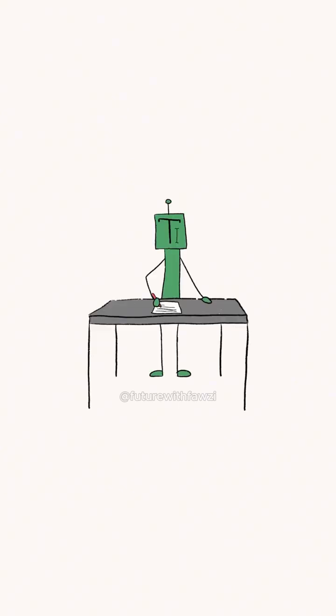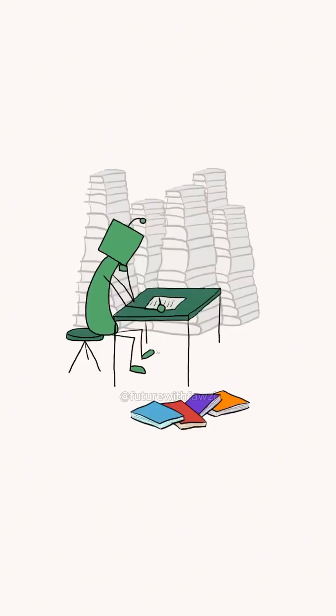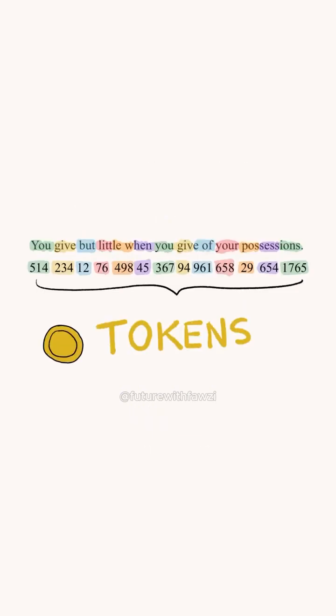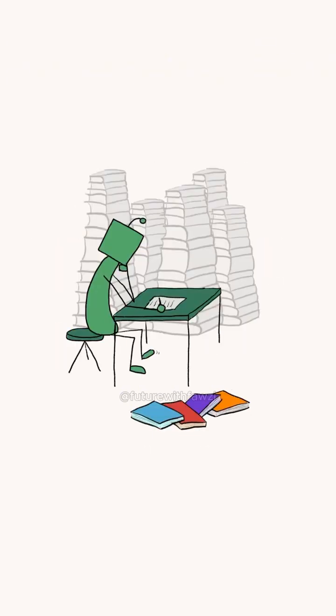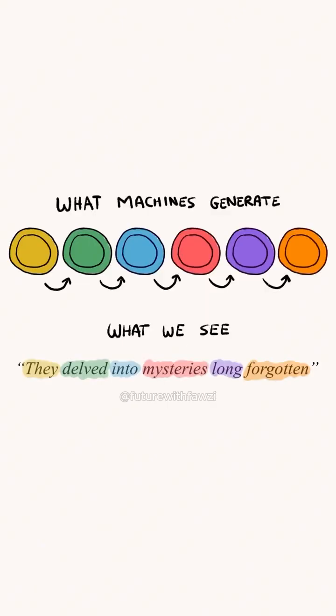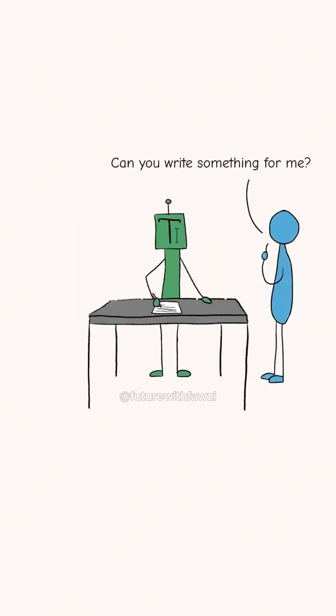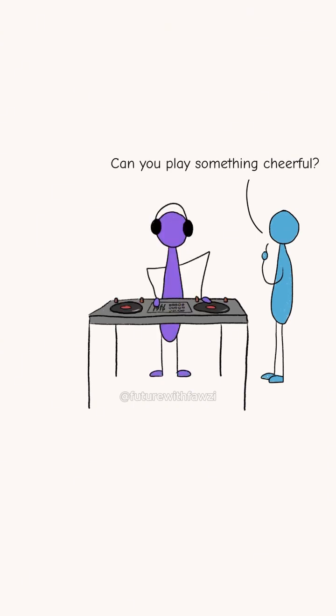Large language models are built in a similar way. They're trained on millions of pages of text. Each piece of text is broken down into tokens, which are numerical representations of words. With billions of examples, machines can remember the sequences of tokens to create language that sounds good to the ear. Asking AI to generate text for you is like requesting a song from a DJ.